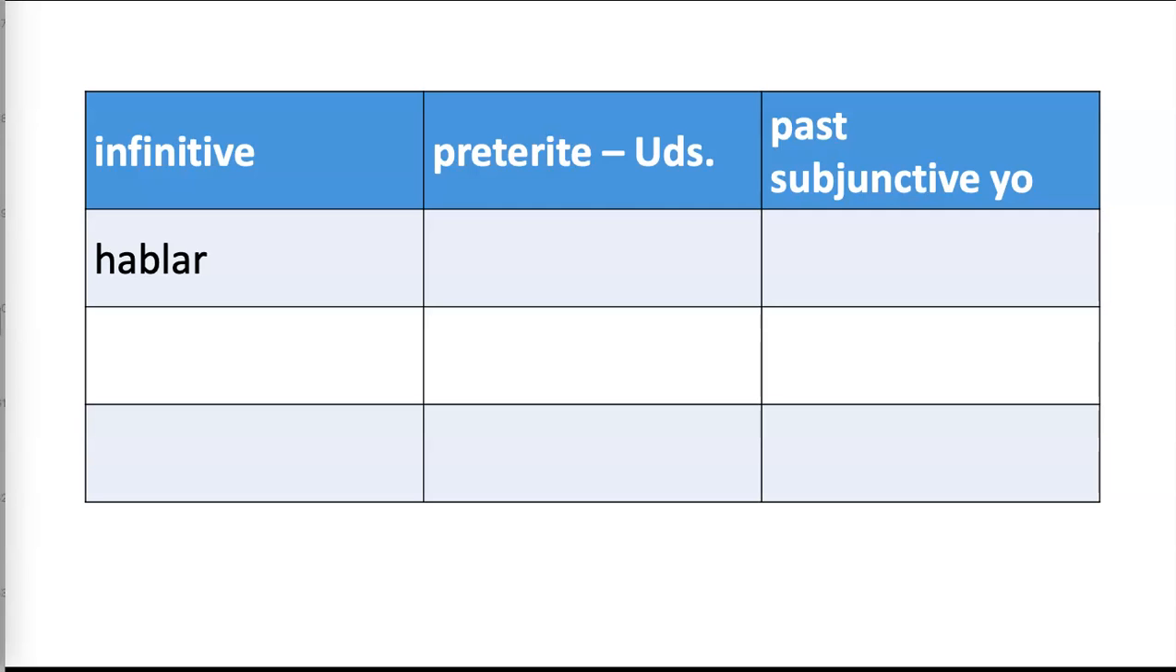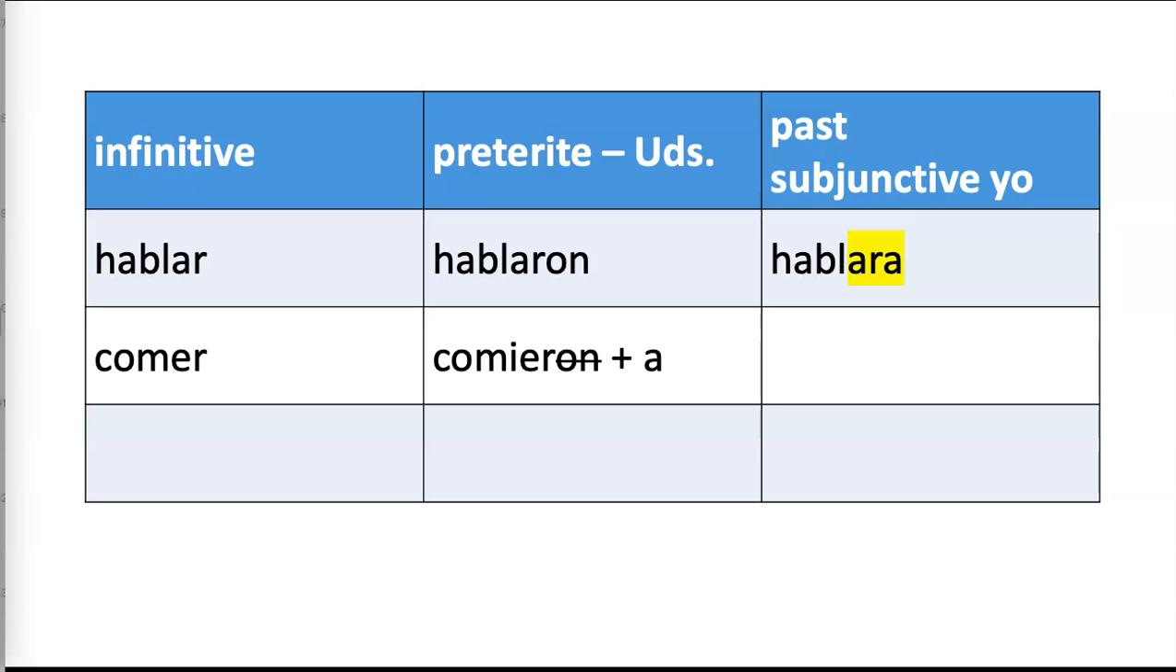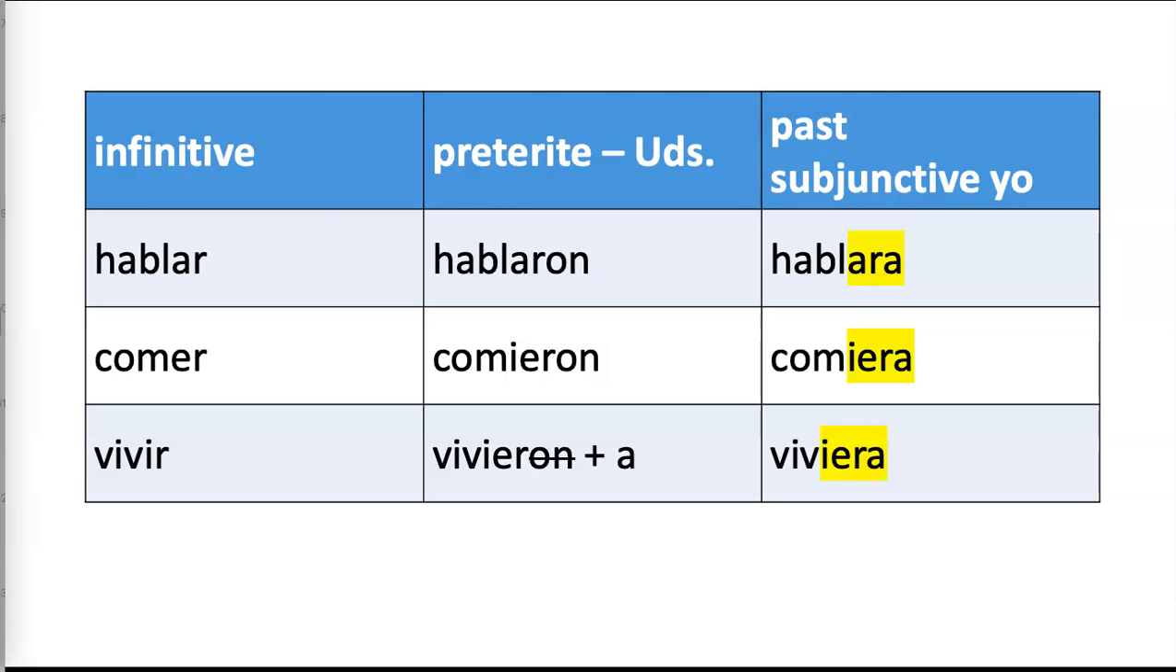For the infinitive hablar, I go to the preterite ustedes form, which is hablaron. I take off the -on, and to form the past subjunctive yo form, I add an -a: hablara. Do the same thing for comer: comieron, drop the -on, add -a: comiera. Vivir: vivieron, drop the -on, add -a: viviera.